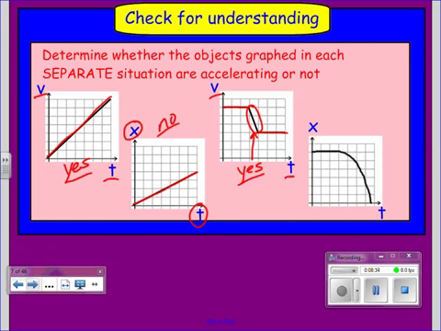Finally, the last one is a position versus time graph. Notice the position versus time graph stays constant, then all of a sudden drastically changes down. What that means is the slope is drastically getting steeper and steeper as time goes on. And if the slope is getting steeper, that means the velocity is changing. And therefore, yes, this object is accelerating.